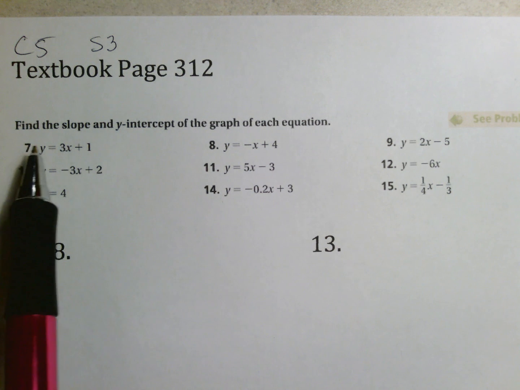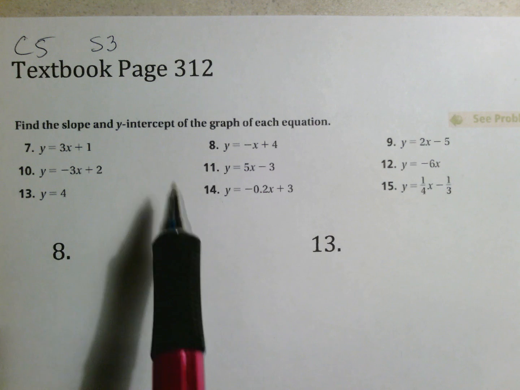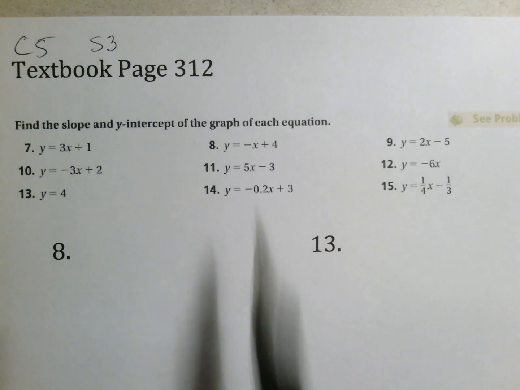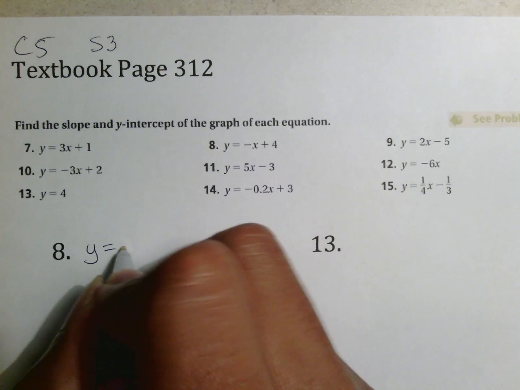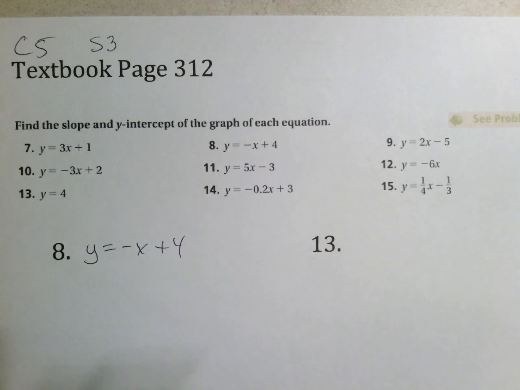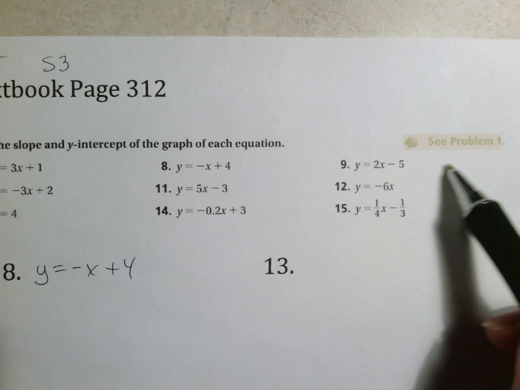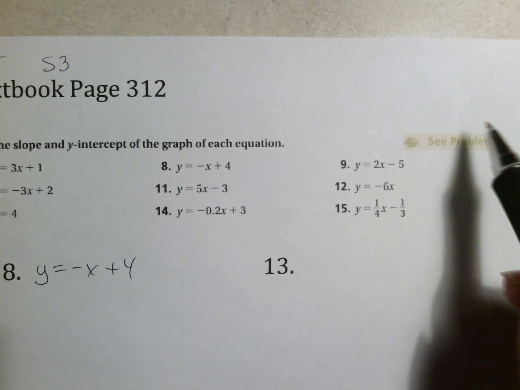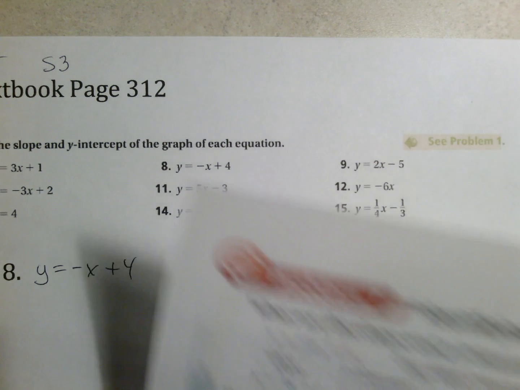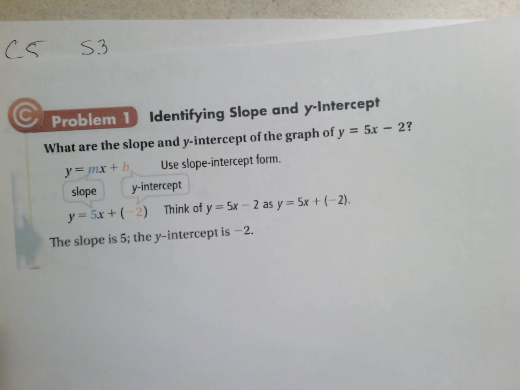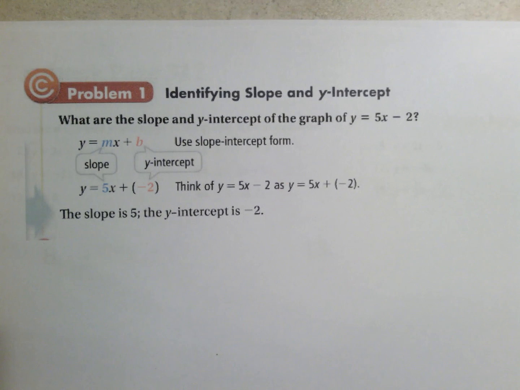It says find the slope and y-intercept of the graph of each equation. If you get to this question number 8, which gives us y equals negative x plus 4, and you don't know what's going on, look up in your book and notice that up here it says exactly where you're supposed to go, which says see problem 1. So turn back in your pages to problem 1, and based off of what the book is telling us, it should help us understand what's going on.